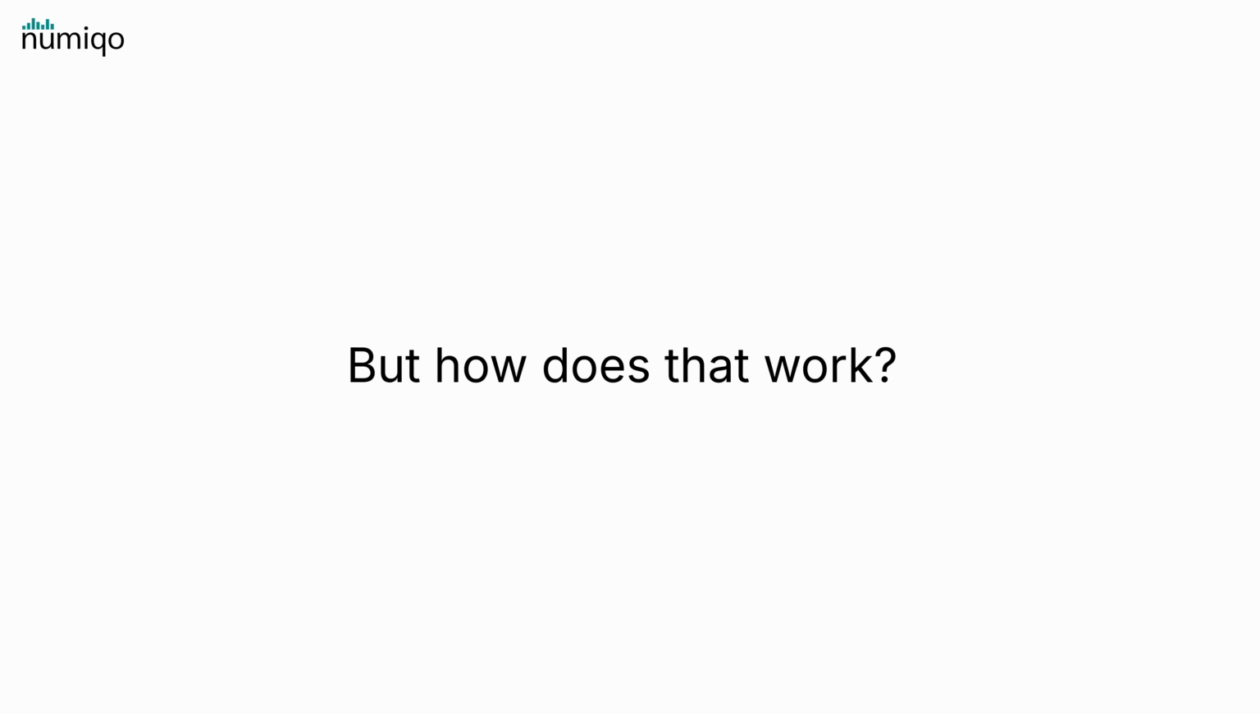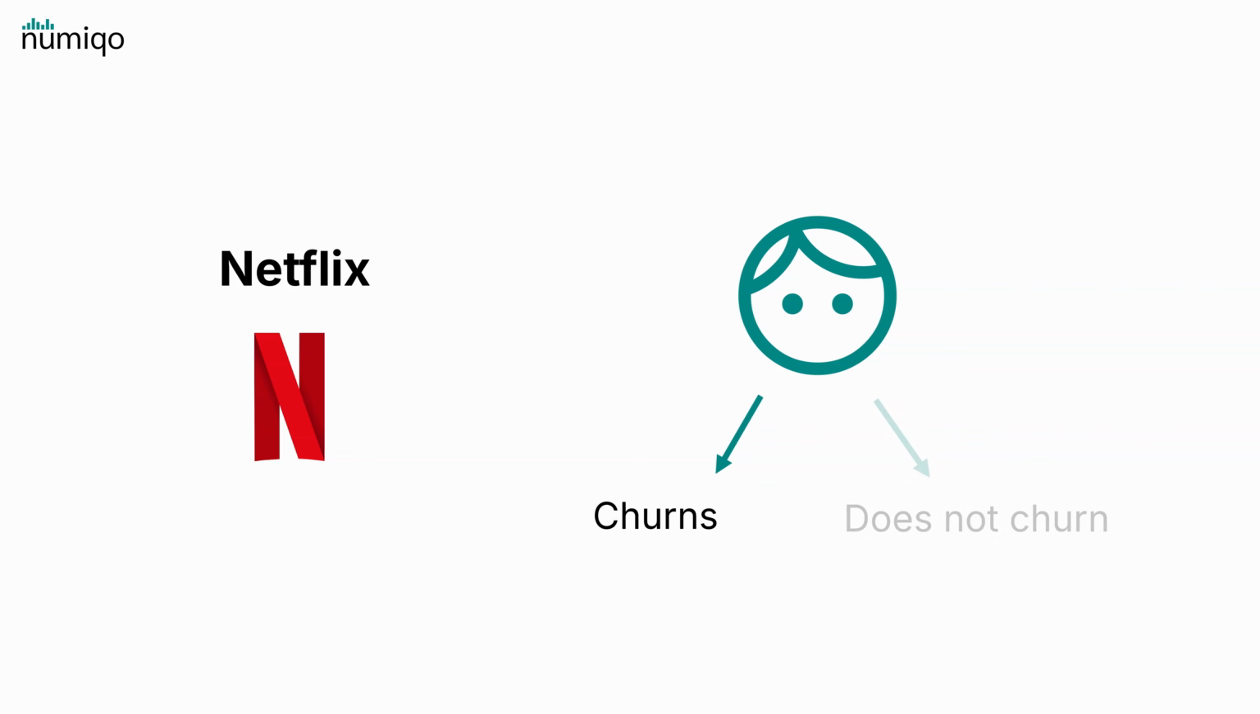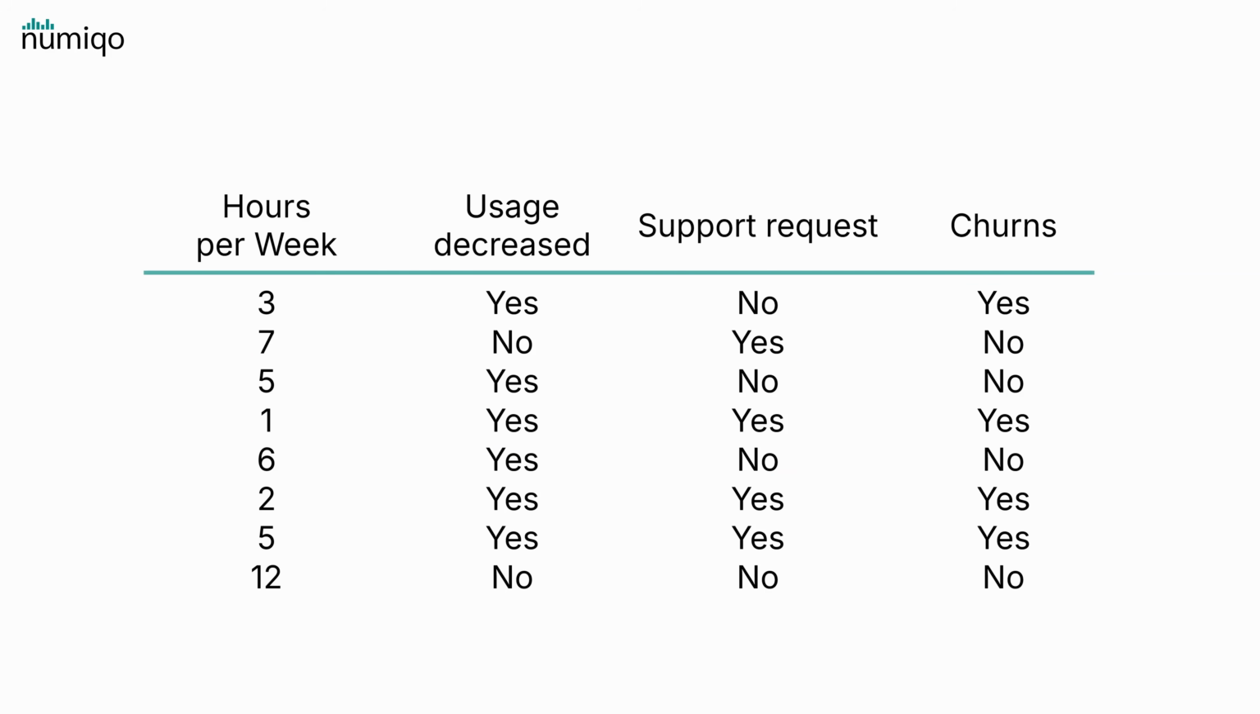But how does that work? And how is a decision tree created? Let's look at an example. Let's say you work at Netflix and you want to know whether a customer is likely to churn or not. In other words, will this customer cancel the subscription or will he or she stay? To make this prediction, we of course need data.